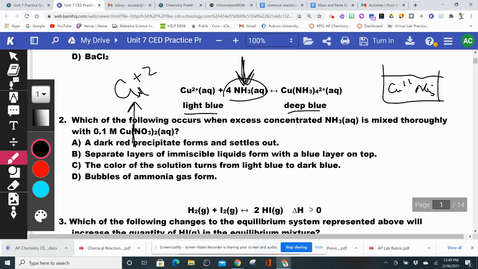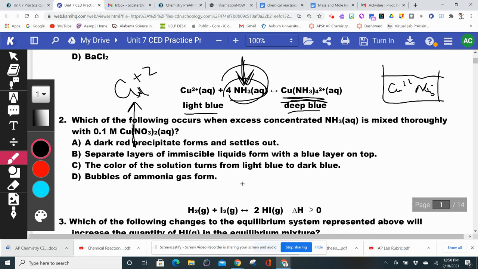So the copper solution is light blue. This copper tetraammine ion here is going to make the solution deep blue. So I'm adding more of this. Which one of these is going to happen? A dark red precipitate forms and settles out. A solid layer of immiscible liquids form with a blue layer on top. The color of the solution turns from light blue to dark blue. Bubbles of ammonia gas form.